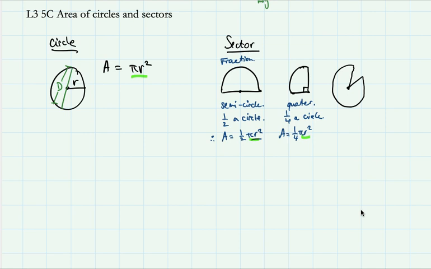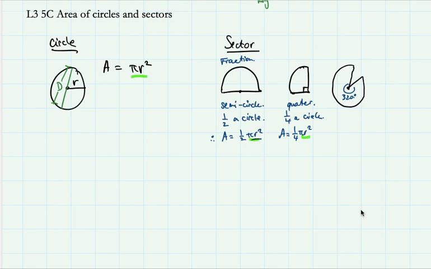The last one's more unusual. Let's say, for instance, it is, let's call that 320. So this sector goes on for 320 degrees. So in this case here, how much of a circle is it?